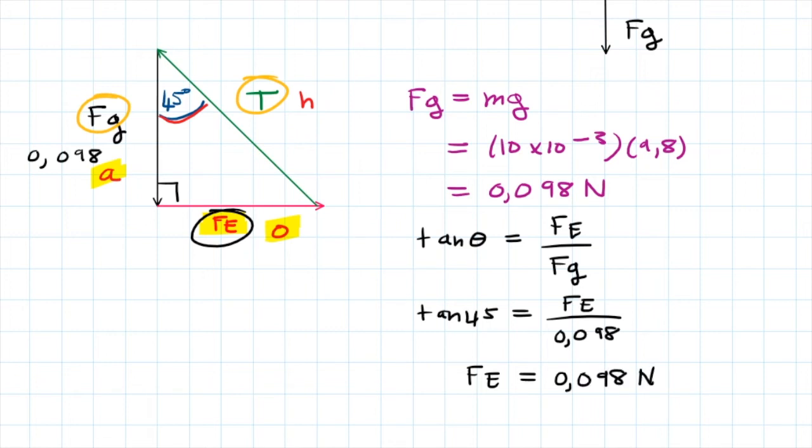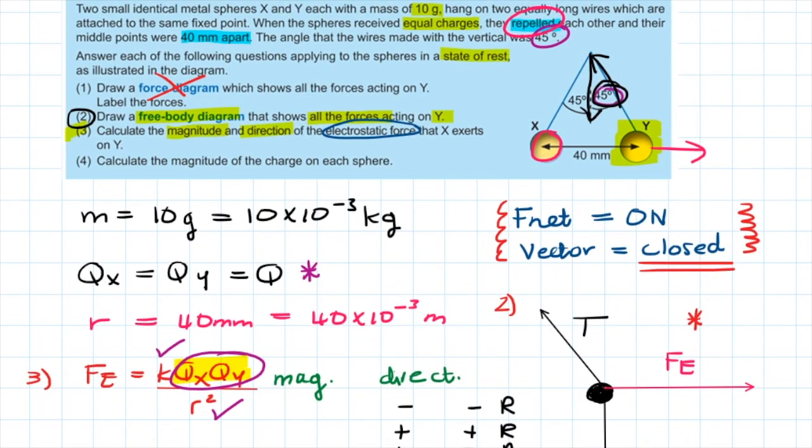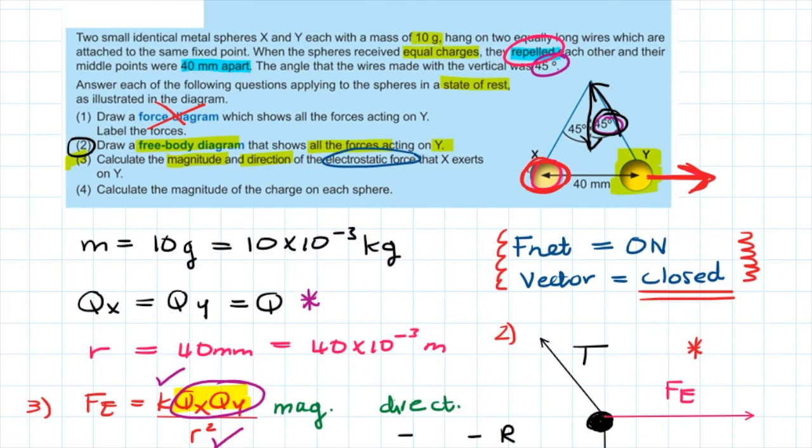We're not done yet because this is only the magnitude of the electrostatic force. The question asked for magnitude and direction. We said both of these objects have exactly the same charge. So therefore they're going to repel each other. And if we go back up to the sketch, we know that y is going to be pushed away by x. X is pushing y away. So therefore, we know the electrostatic force on y is going to be towards the right. And this is the answer to question number 3. We have the magnitude and we have the direction.